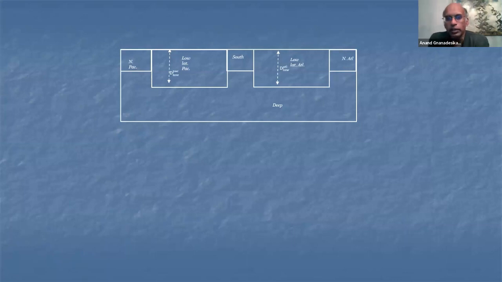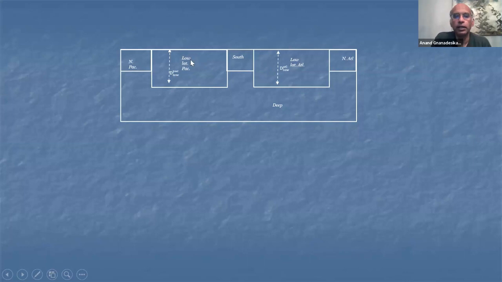One of the things I've been working on the last year or so is extending these box models of the overturning circulation to the Pacific. The idea here is the Atlantic is on the right, the Pacific is on the left, and the Southern Ocean is in the middle. You can go north either to the right from the Southern Ocean or north going to the left.